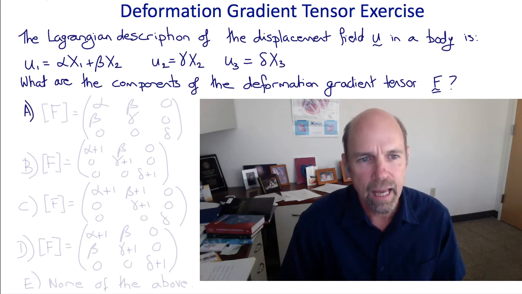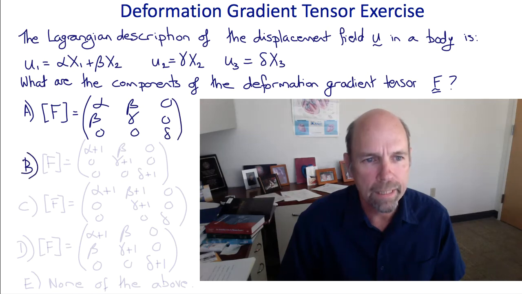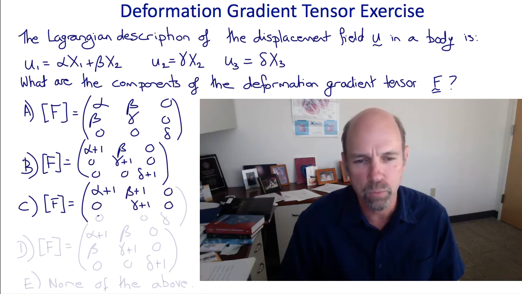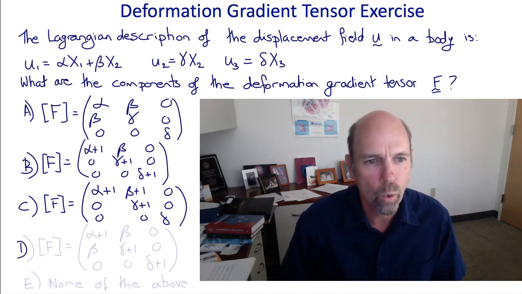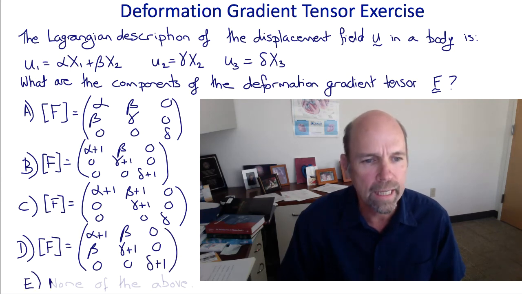Are they A, F has components alpha, beta, 0, beta, gamma, 0, 0, 0, delta. Or B, F has components alpha plus 1, beta, 0, 0, gamma plus 1, 0, 0, 0, delta plus 1. Or C, F has components alpha plus 1, beta plus 1, 0, 0, gamma plus 1, 0, 0, 0, delta. Or D, F has components alpha plus 1, beta, 0, beta, gamma plus 1, 0, 0, 0, delta plus 1. Or E, none of the above.